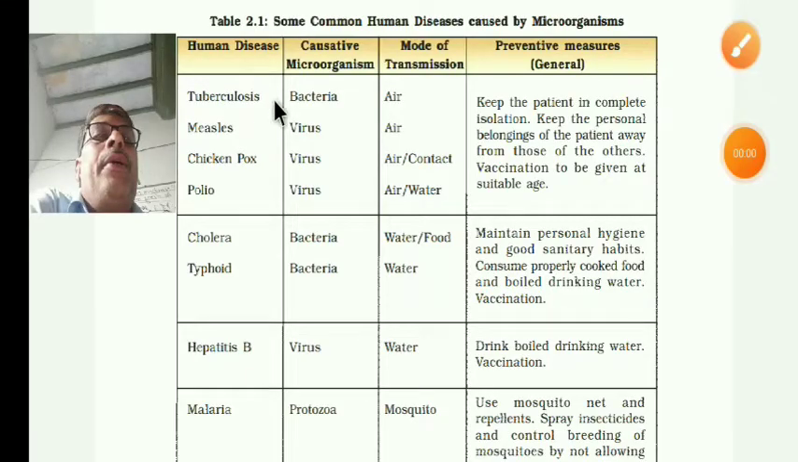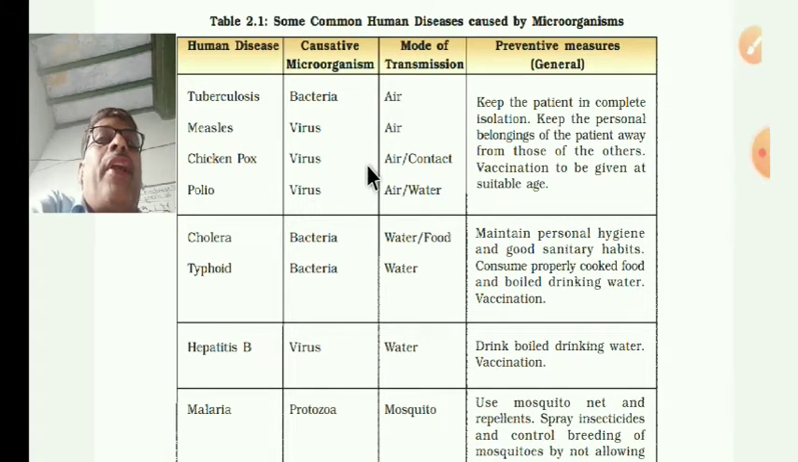Grade Subject Science, Chapter 2nd, Microorganisms. Dear students, today we will discuss some common human diseases caused by microorganisms.